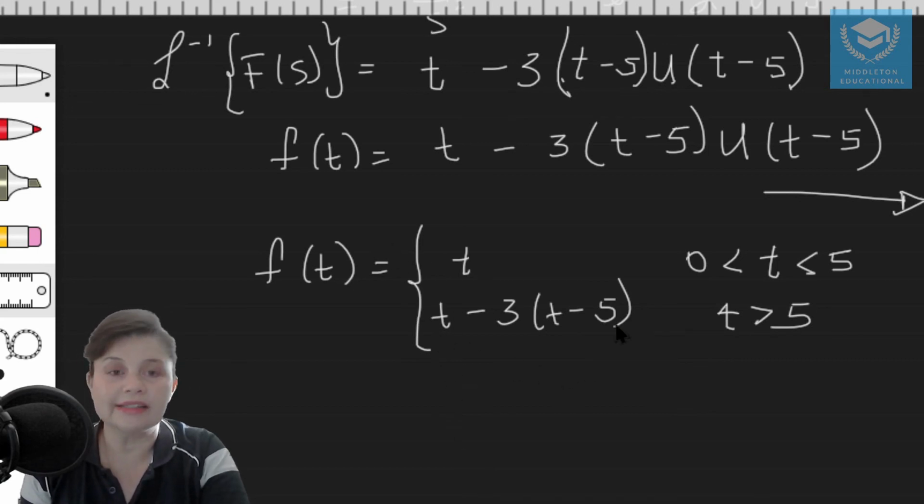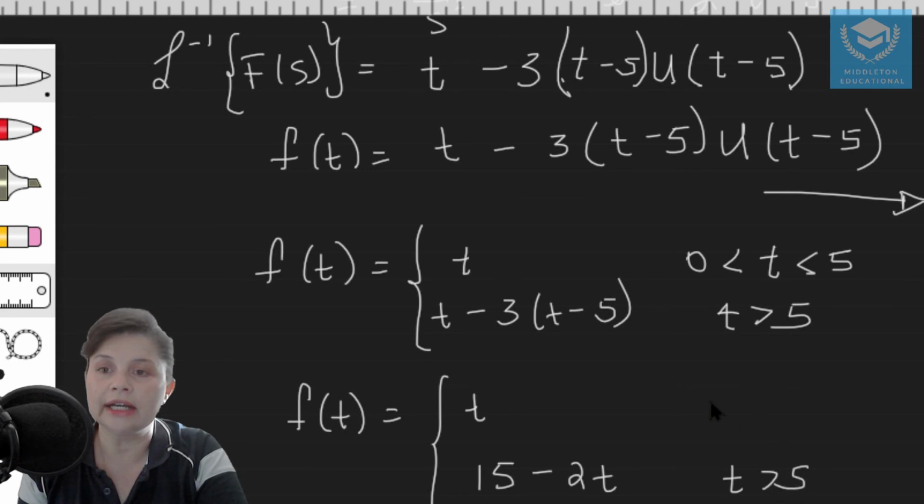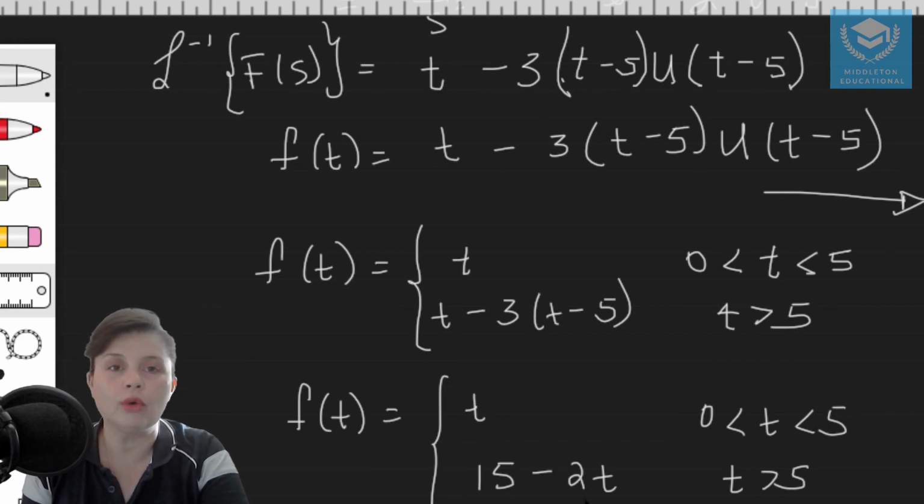So then, if I simplify that second part, I end up with f of t equals t where t is less than 5, and 15 minus 2t where t is greater than 5. So these are the two forms that you can write your function as. This would be the Heaviside step notation, and this bottom one here will be your interval notation.